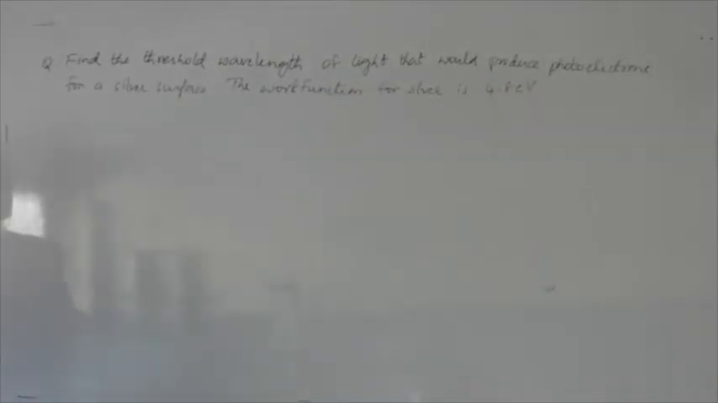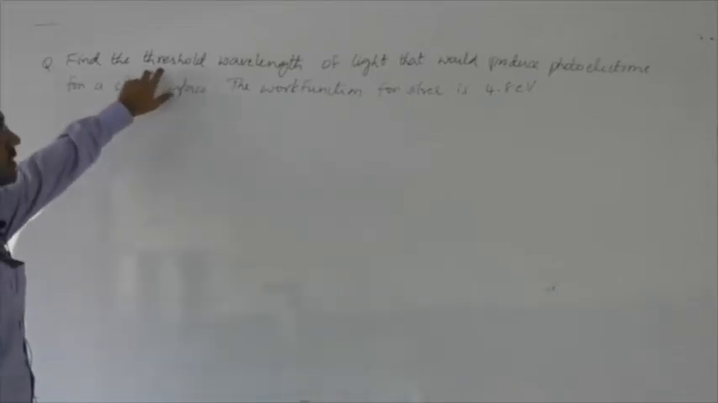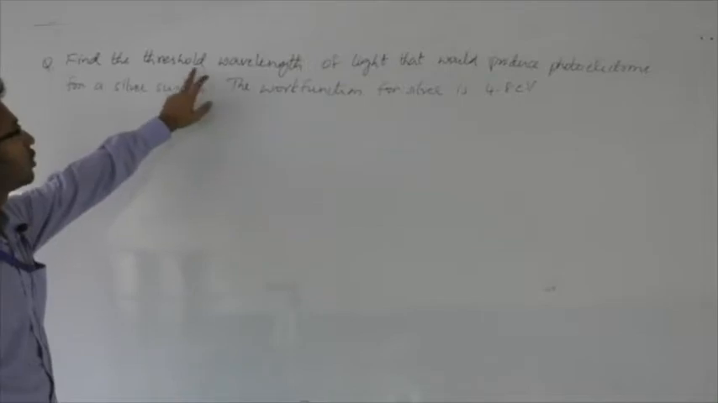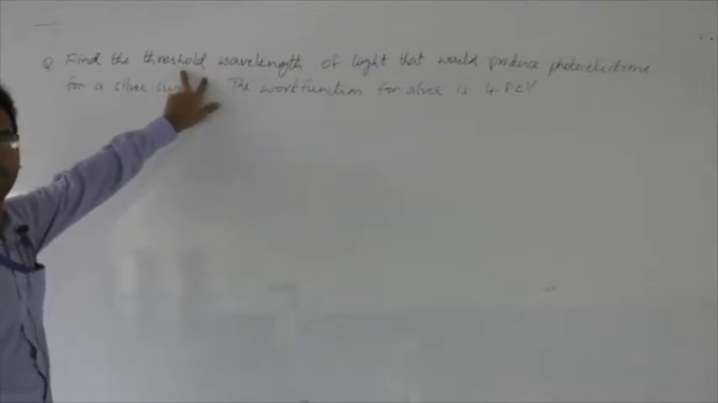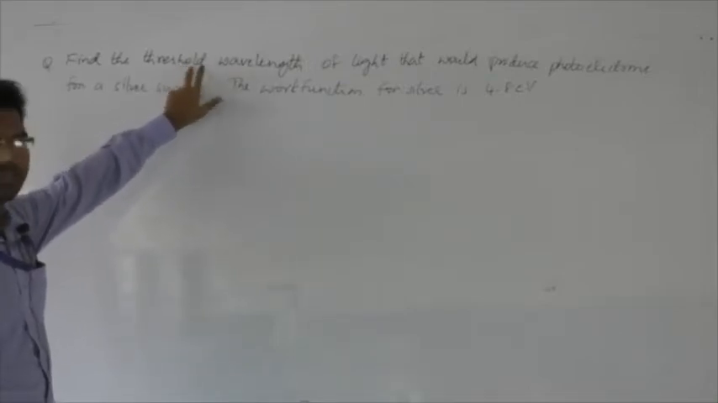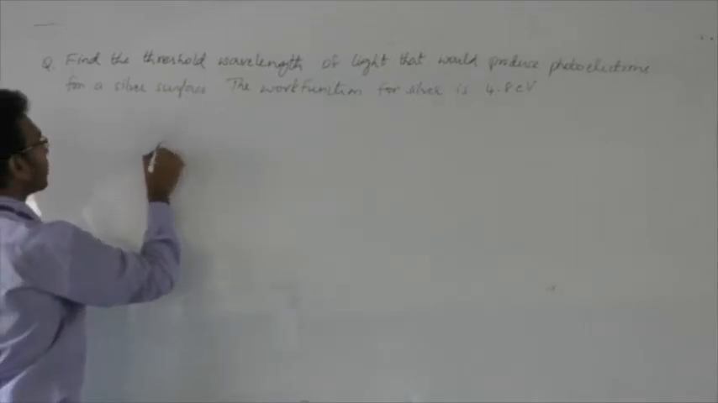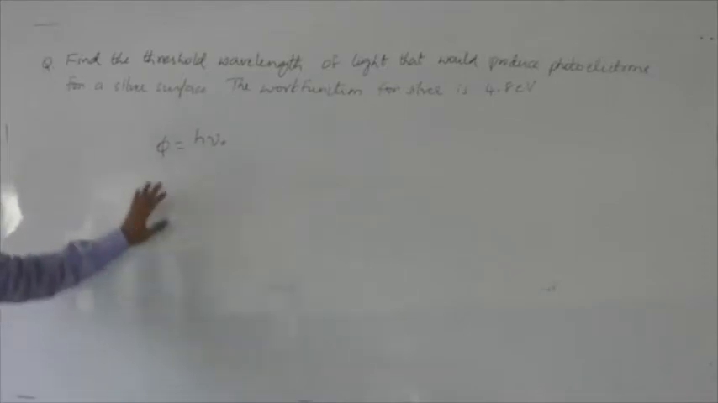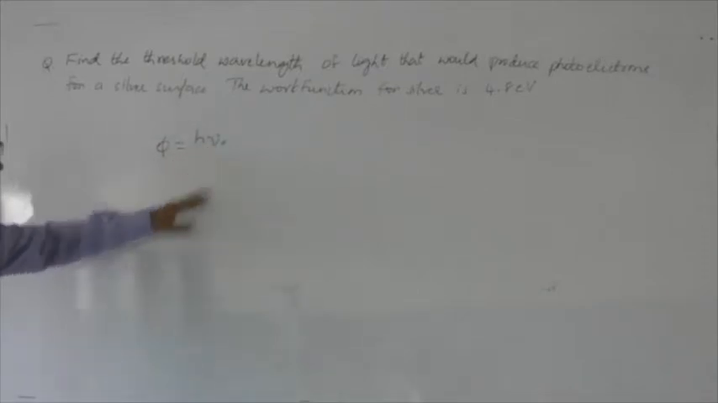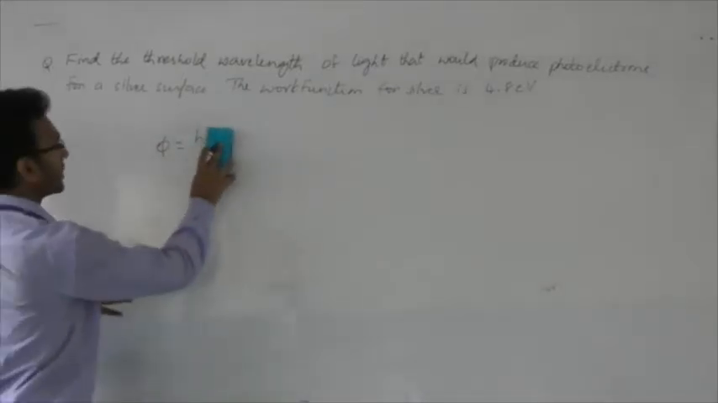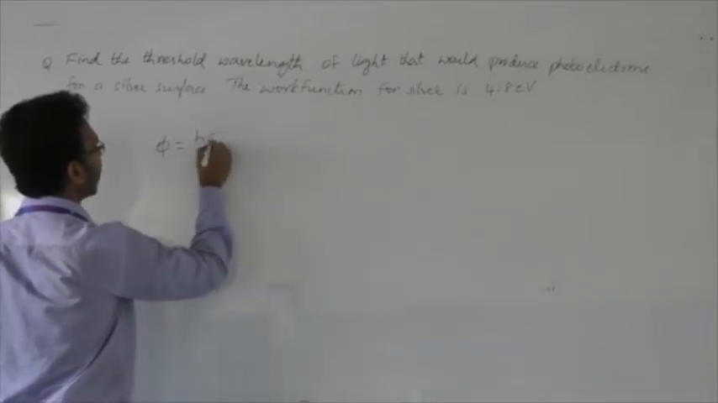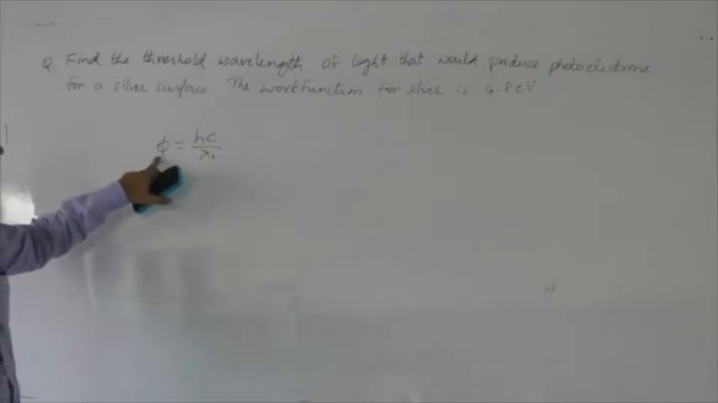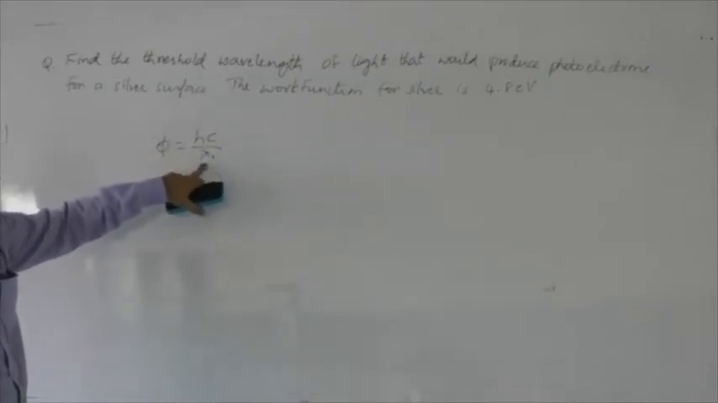This is also easy. I have to find the threshold wavelength. The work function is given. Threshold wavelength you have to find. So in order to find the threshold wavelength, you have the equation. The simple equation is phi equals h nu naught. That's it. The work function is h nu naught or hc by lambda naught. So we have the values given, so we can find the threshold wavelength from this.